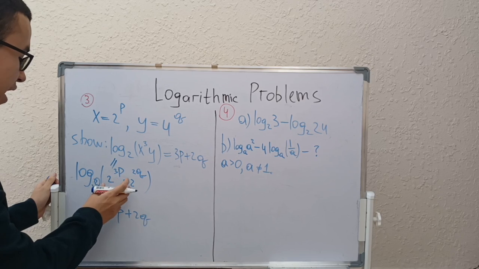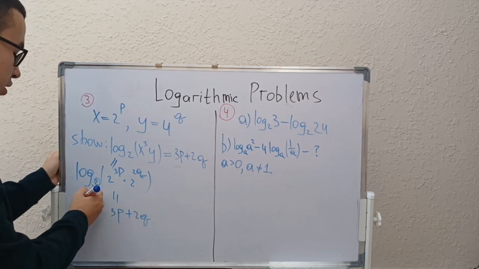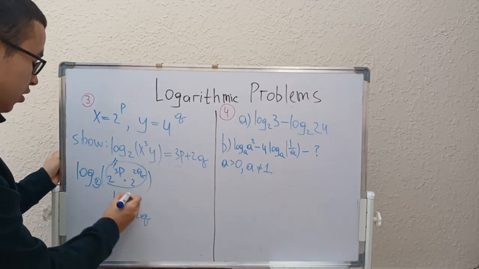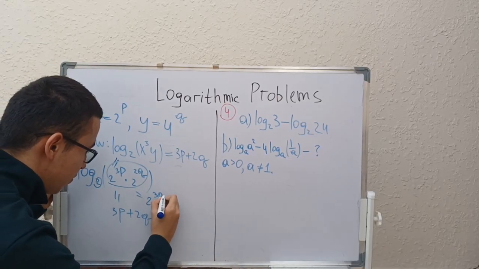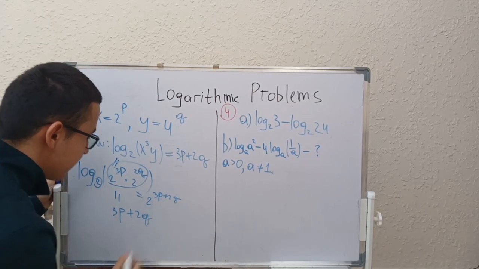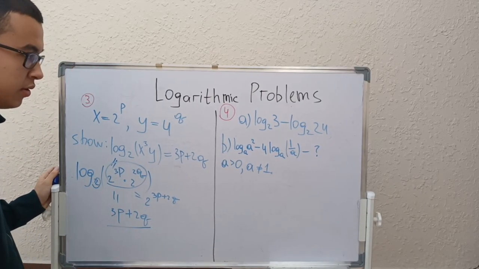Because we need to find the number which, if we plug it into the power of 2, would give us that value. And because that value is equal to 2 to the power of 3p plus 2q, we know that the logarithm would be equal to that number.